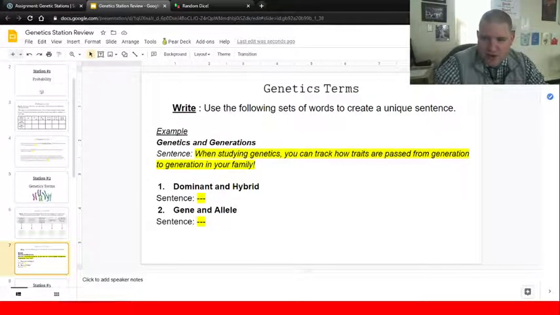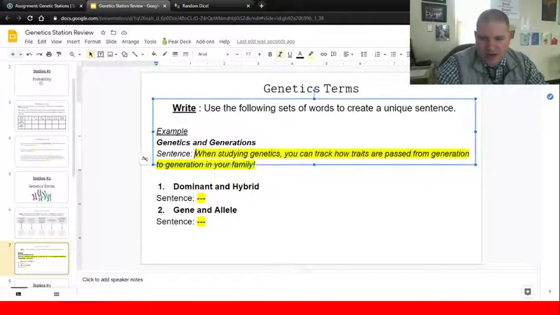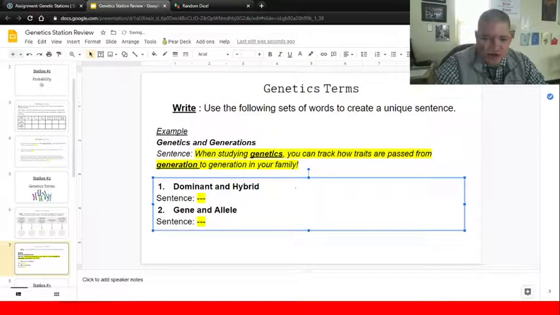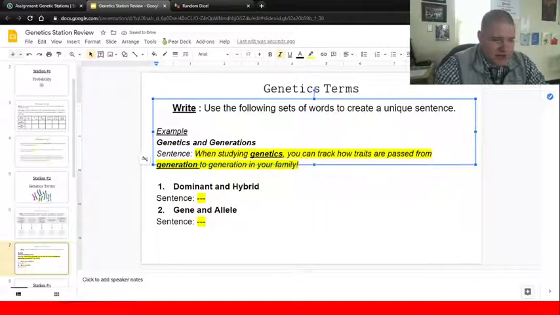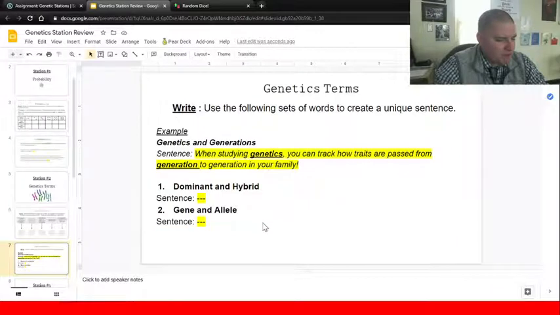Next set, you're going to use the 2 words that I give you to create a brand new unique sentence showing that you understand both of those terms. So I give you a little example of using genetics and generations here. Actually, I'm going to add to this example so you can see where those 2 words are going to be. So I had to use genetics and generations in the same sentence, so I gave it a little sentence using both of them, demonstrating that I know how each one of them works.